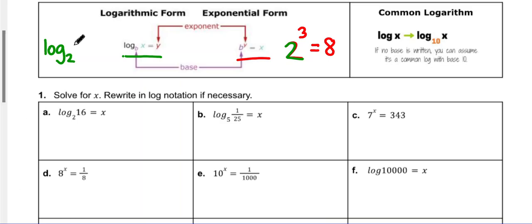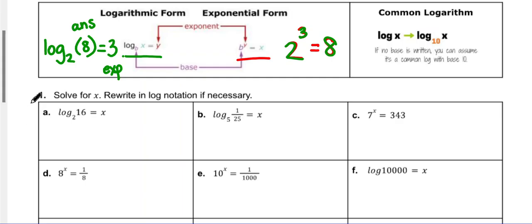And then we take the answer. So our answer over here was 8, and that becomes the argument of the logarithm. So it's normal size, it's not like an exponent, it's just even with the log. And then the answer in a logarithm is actually the exponent from the exponential expression. So the way that we would read this is log base 2 of 8 equals 3. And so this is our exponent from before, and this was our answer.